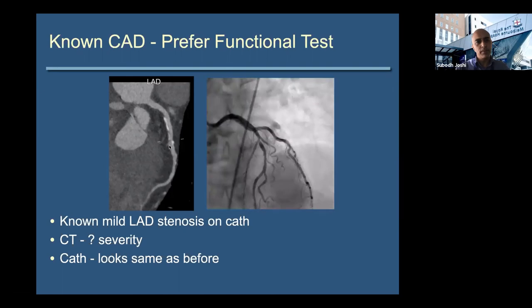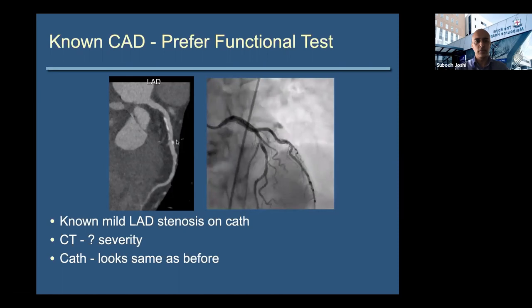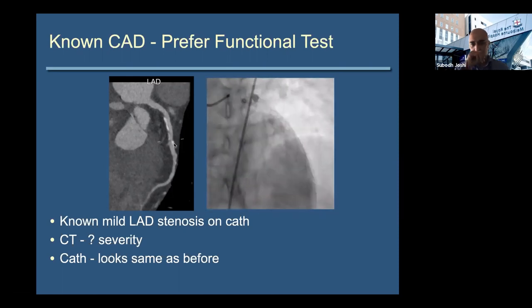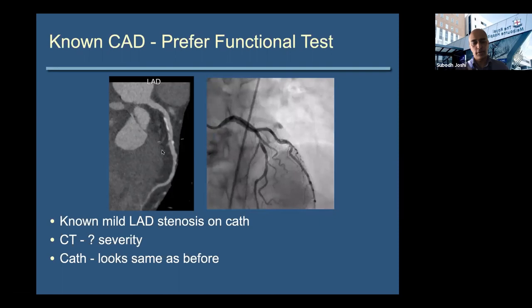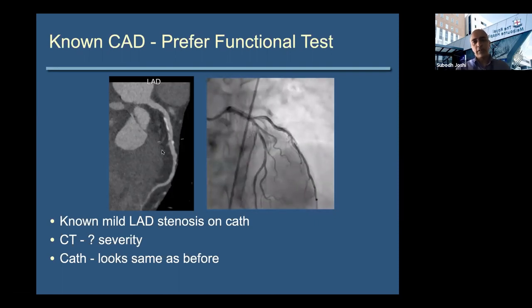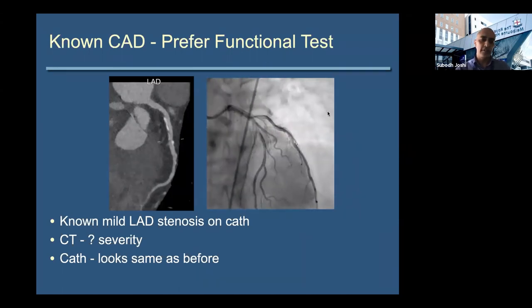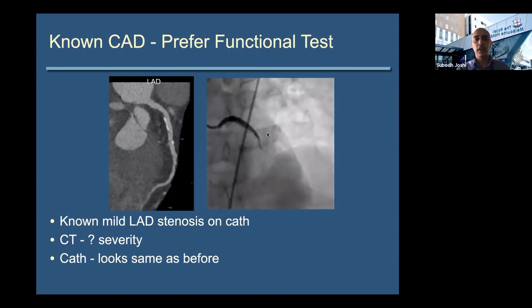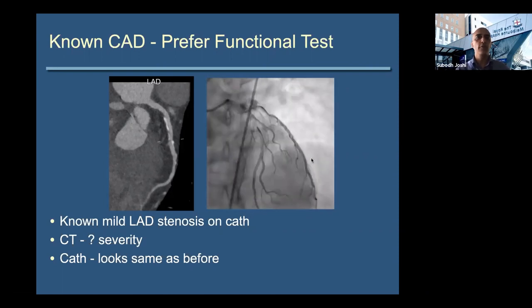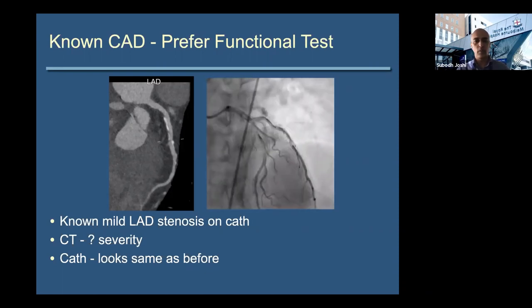we thought it was probably only mild, but there was some doubt left in our mind because of some artifacts based on the calcification and so forth near it, which can throw different artifacts. And so the patient went on to have a cath, which looks exactly the same as before. So I don't think either of these tests actually helped very much. What was needed was some type of functional test, or perhaps an FFR of this lesion. But for known coronary artery disease, I actually think a functional test is the way to go.